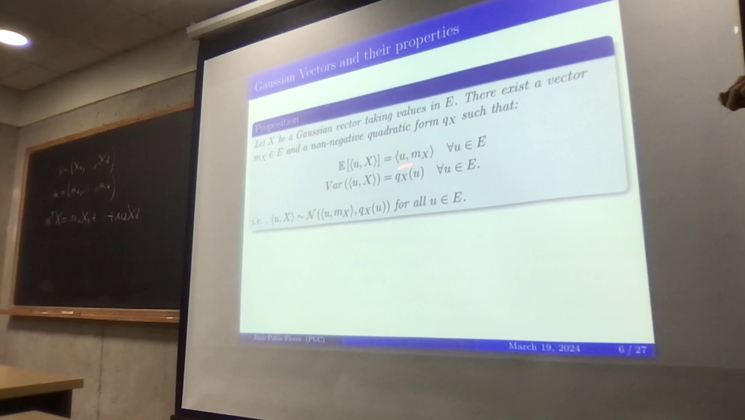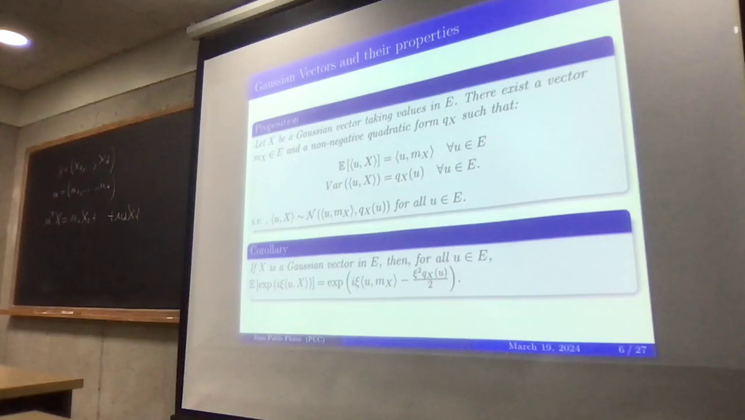So this means that the inner product of U with X is going to be a normal Gaussian random variable with mean this and variance that. And also a corollary: the characteristic function of this Gaussian is going to have this form, by replacing things.